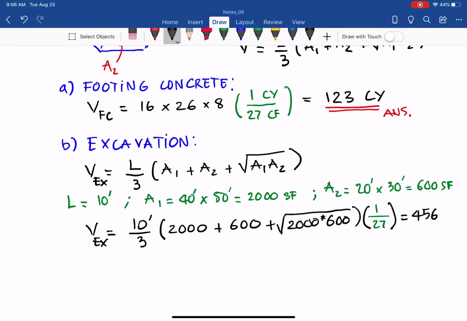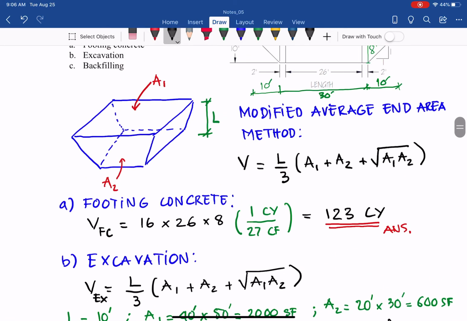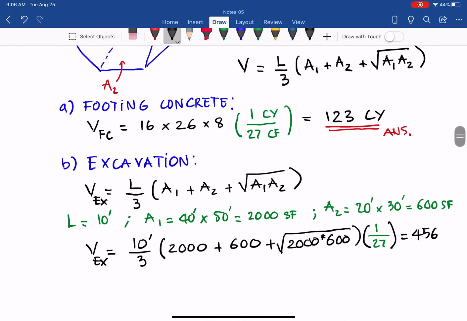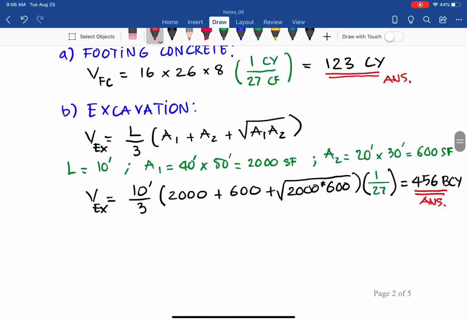And what is the unit here? It's cubic yard, but from the original condition, refer to the second lesson. Lesson 2 has to be BCY, bank cubic yard. Keep that in mind. At the original condition of the soil, so that is the bank cubic yard.